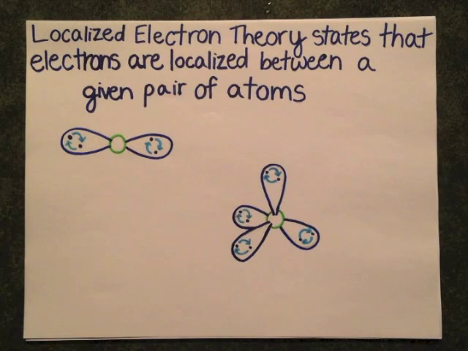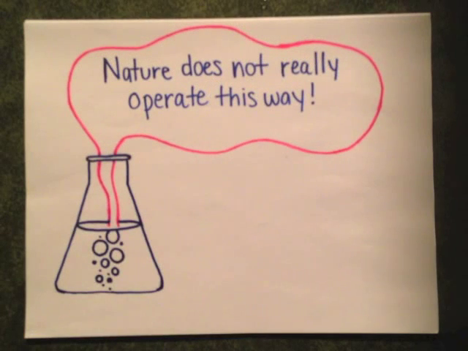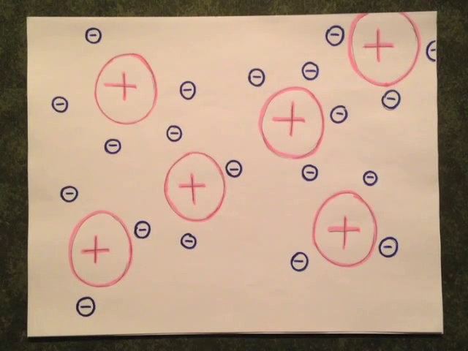The concept of resonance is necessary because the localized electron theory states that electrons are localized between a pair of given atoms. However, nature does not really operate this way. In actuality, electrons are delocalized. They can move around the entire molecule. For example, the valence electrons in the NO2 molecule distribute themselves to provide equivalent NO bonds.